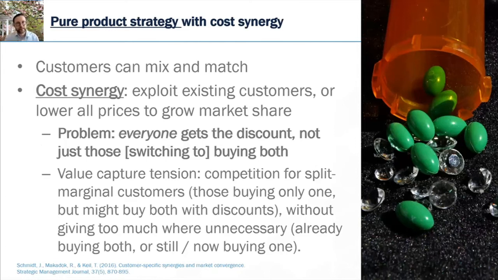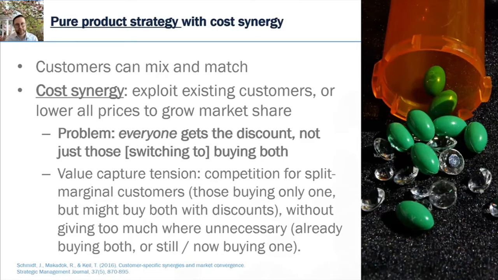So one thing that can be used to capture value from these synergies are different types of product bundling or non-bundling strategies. First, I want to talk about a pure product strategy. So a pure product strategy is offering a standalone price on each product you sell. And no matter how many different products a customer buys, they would still pay the same price for each. A pure product strategy, when there are cost synergies, would involve lowering the price on everything in hopes of inducing customers to buy more products together.